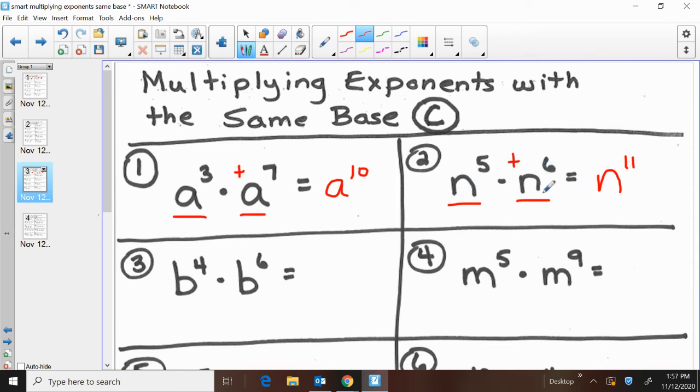We got there by noting that the bases are the same. n to the 5th, n to the 6th, add the exponents, n to the 11th.